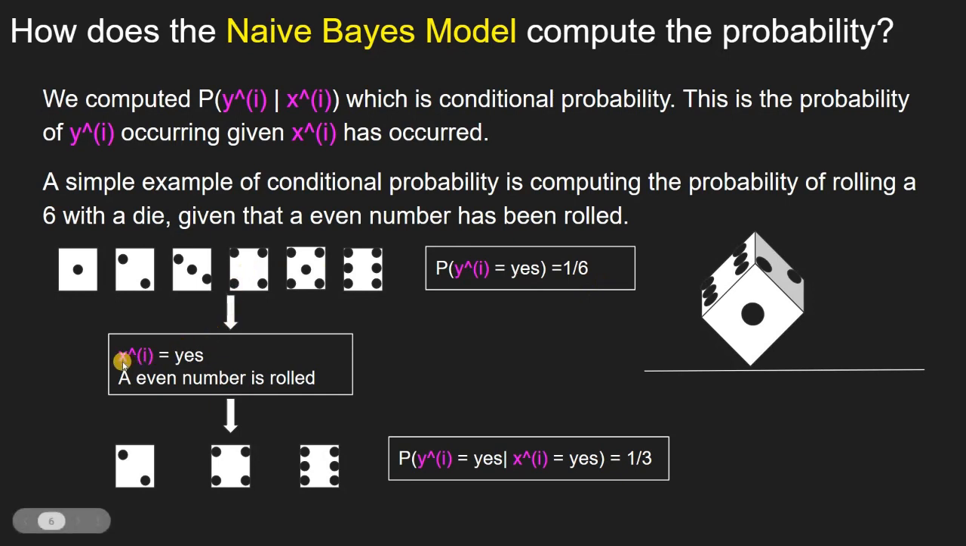But after we're given that the random variable X of I is equal to yes, or we know that an even number has been rolled, this reduces the sample space to just 2, 4, and 6, since these are the only even numbers we can roll. And now the probability of Y of I equaling yes, or rolling a 6, conditioned on X of I equal to yes, is equal to 1/3, because we have one side that's a 6, and the other two possible sides are just 2 and 4. So we have a 1 out of 3 chance of rolling a 6 given that X of I is equal to yes. This is an example of computing a conditional probability for a specific example, just looking at the sample space. So let's move on.